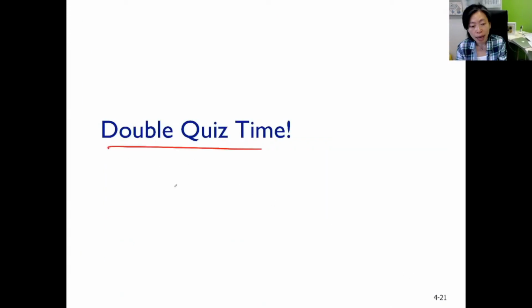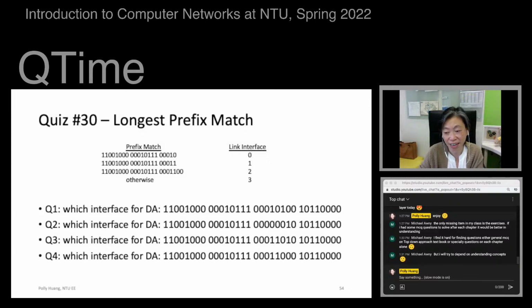And that takes us to a double quiz time. Let's start with quiz 30, the first of the double quiz. This is to test whether you pick up the longest prefix match. What you are seeing at the top of the slide is the routing table. We have 3 entries. The first entry takes the data to output port 0, the second to output port 1, the third to output port 2. All the rest that doesn't match the first 3 entries will go to output port 3.